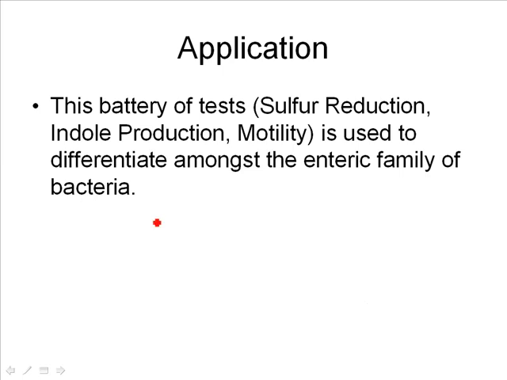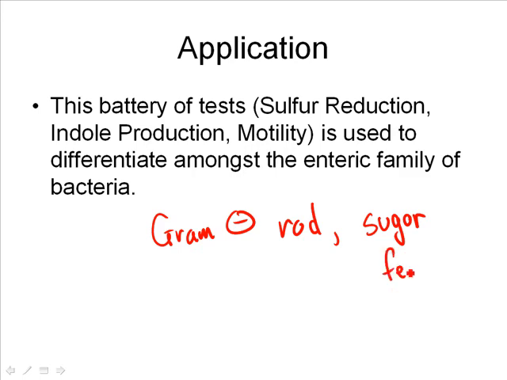So in your unknowns, if you think you have a gram-negative rod, and you've observed sugar fermentation in your unknown, you can use the SIM media then to differentiate amongst the E. coli, Enterobacter, Klebsiella, Salmonella, Proteus, Shigella, Serratia. All of those can be distinguished from one another using SIM media.